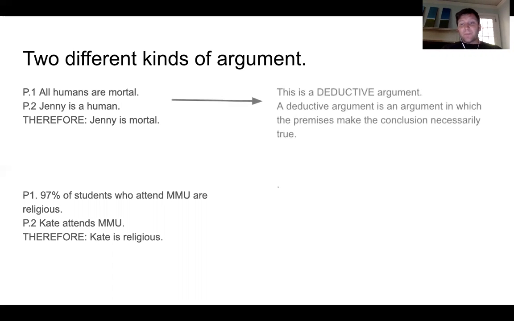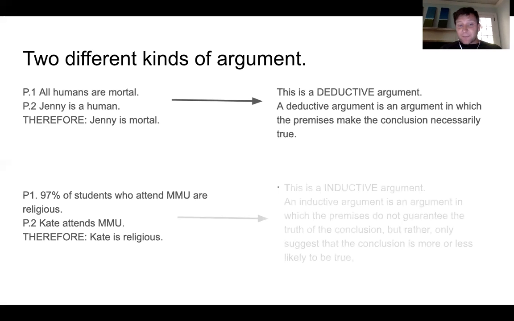Okay, so I'm sure you all got to this. The top one is a deductive argument, okay? And the deductive argument is one in which the premises make the conclusion necessarily true. So if we look at this argument, the conclusion that Jenny is mortal has to be true given the premises. There's no other thing that can happen. The conclusion has to be true, right? So a deductive argument is one which guarantees the truth of the conclusion.